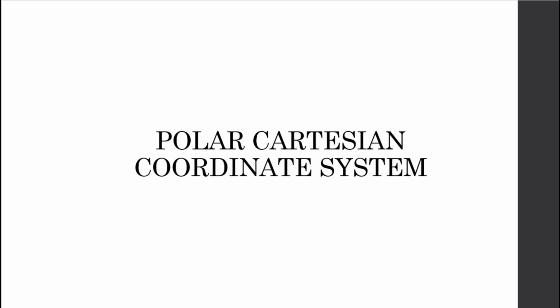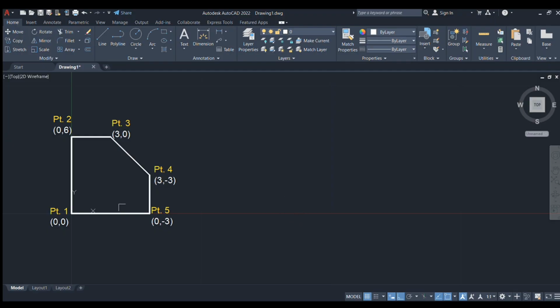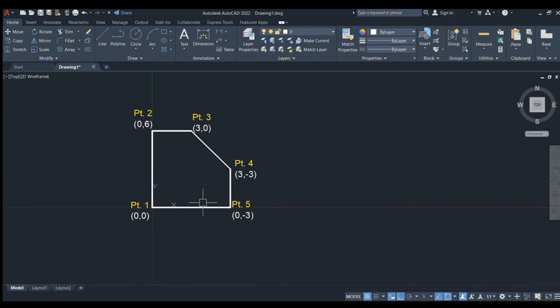To further understand the discussed coordinate system, here is an example for us to work on. Let's duplicate the drawing by using its values as the reference.